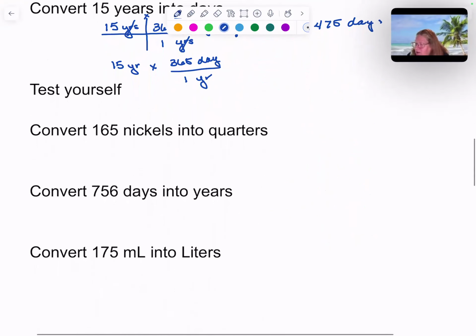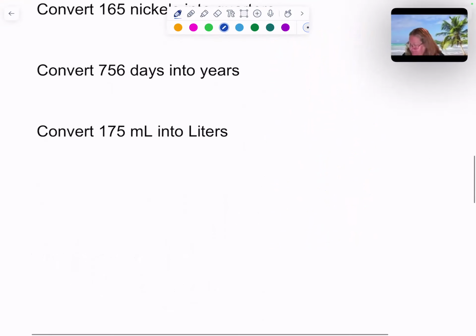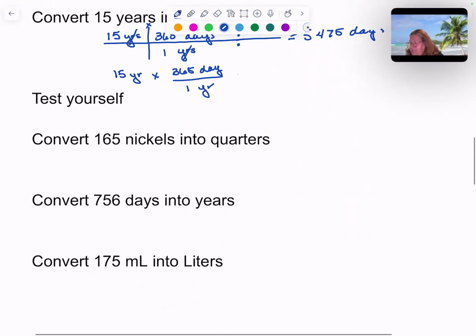Once again, pause the video and then come back and see how you did on these problems. Okay, hopefully you tried these on your own. Let's go ahead and figure it out. And sometimes you can take alternate routes to a problem, but let's work through it. I'm going to use the monorail method.